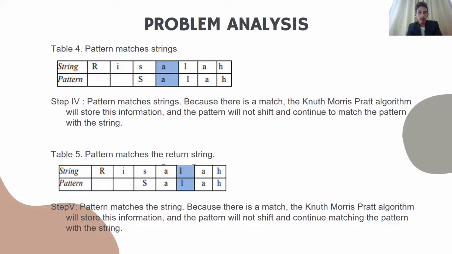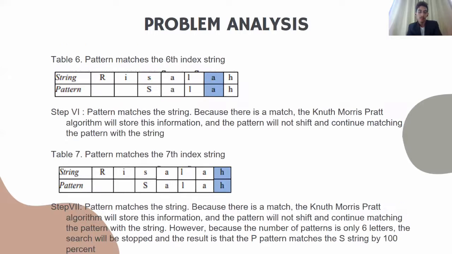And for table 5, the pattern matches the string. For step 5, the pattern matches the string because there is a match. The Knuth-Morris-Pratt algorithm will store this information, and the pattern will not shift and will continue matching the pattern with the string. And for table number 6, the pattern matches the 6th index of the string. Step 6, the pattern matches the string because there is a match. The algorithm will store this information, and the pattern will not shift and will continue matching. This is the same step as step number 5.